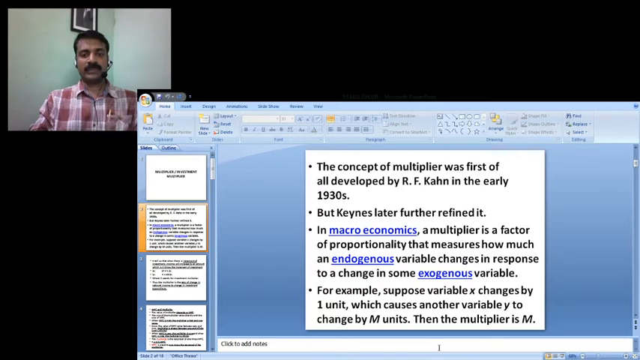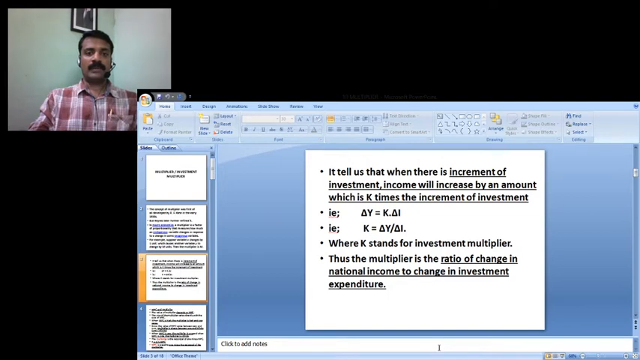In macroeconomics, a multiplier shows how an endogenous variable changes in response to a change in some exogenous variable. With an increment of investment, income will increase by an amount which is k times the increment of investment: delta Y equals k into delta I. That is, the change in income happens because of a change in investment. So the investment multiplier means that when investment changes, it leads to a change in the income level. It is the ratio of change in national income to change in investment expenditure.